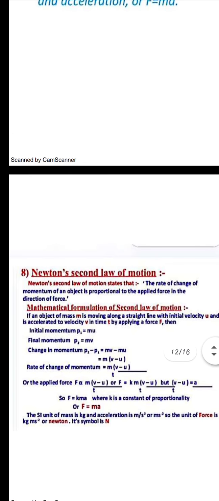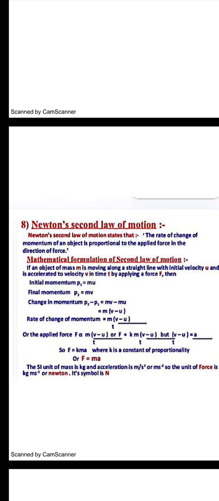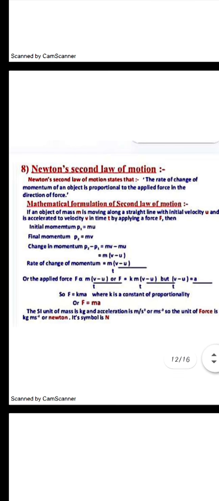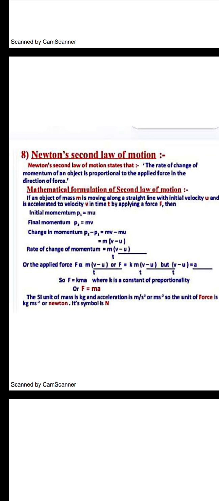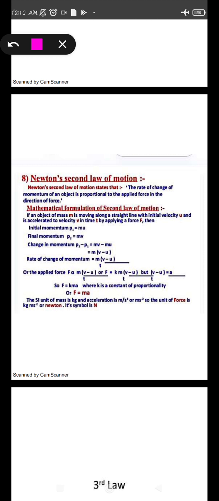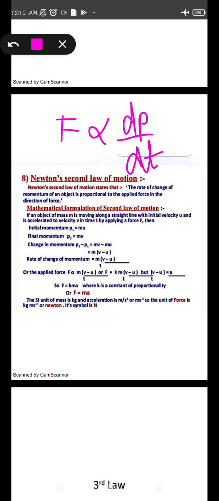Now there are two definitions for Newton's second law. One is force equals mass into acceleration. The second one is that the rate of change of momentum is directly proportional to the force. So we have seen that force is directly proportional to the rate of change of momentum with respect to time. This is the relation for the second law.